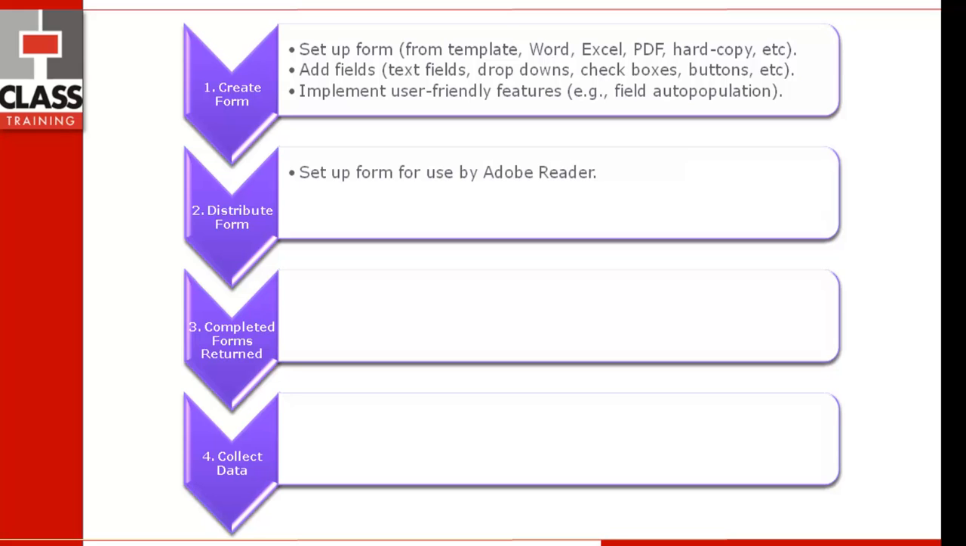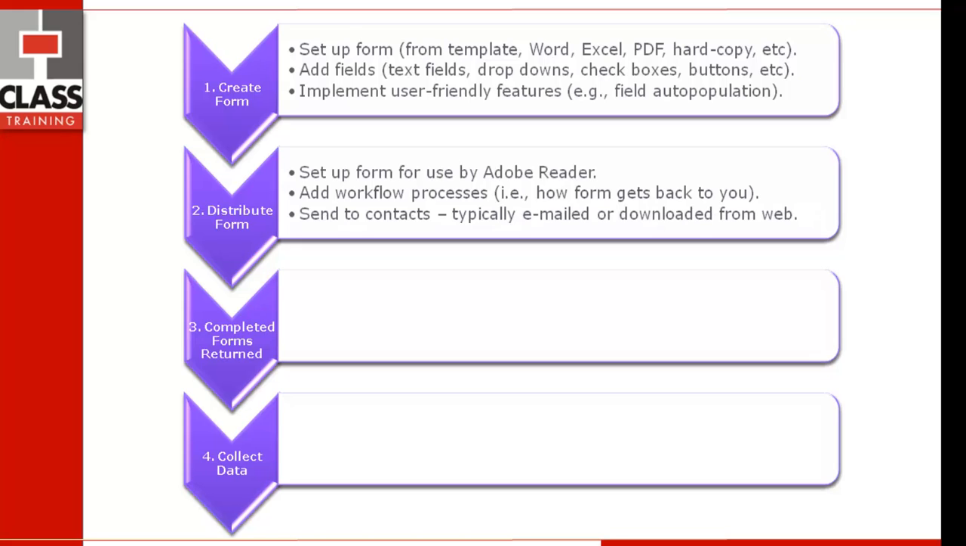When we distribute the form, that just means we set up the form so users only need Acrobat Reader version 9 or later to fill in the form. We can add some workflow processes to that, so that's the next stage that's involved, and that just means how the form comes back to us with the completed data. And we also send the form off to our contacts, so we either typically email the form to them or they can download the form from our website.